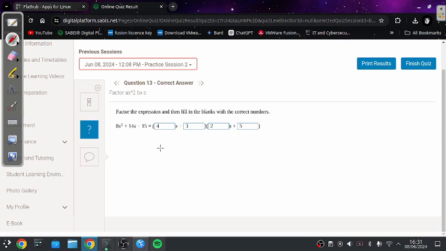8x squared plus 14x minus 15. So here, what you do, you write down what you have. Here it's pretty much nothing is given, honestly. x minus something into something x plus something. So you have really zero info here.